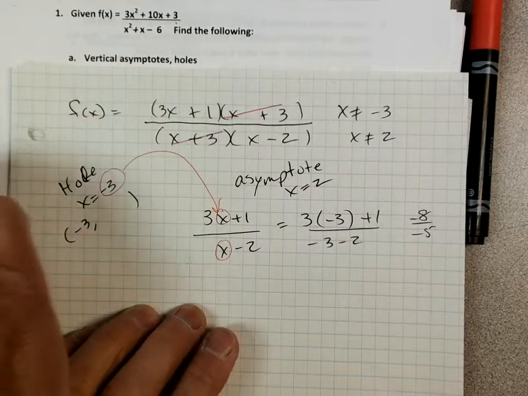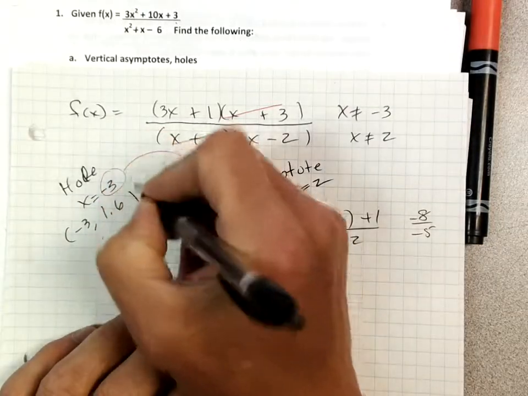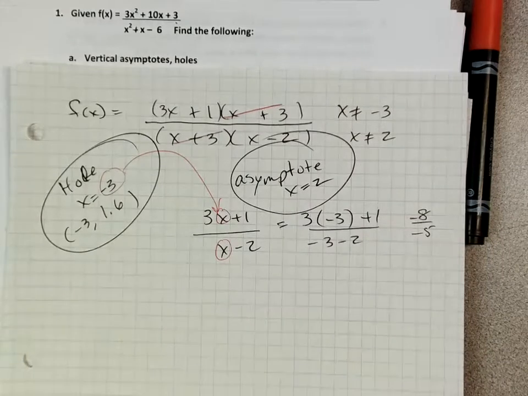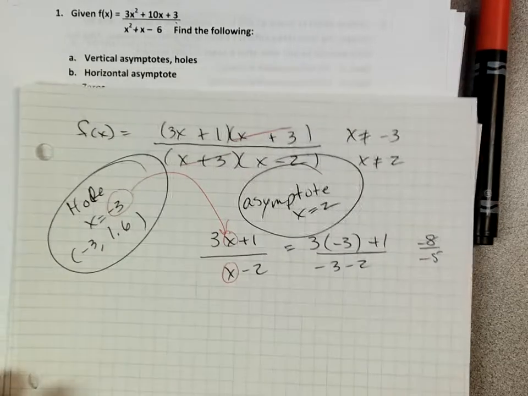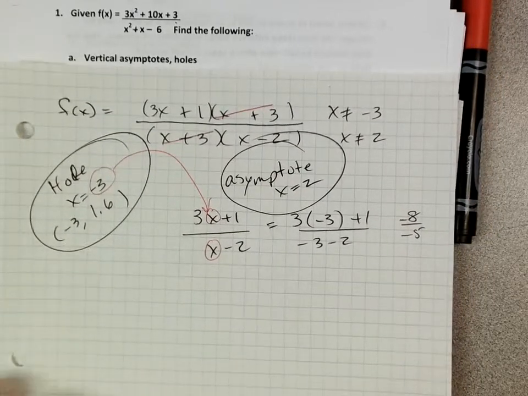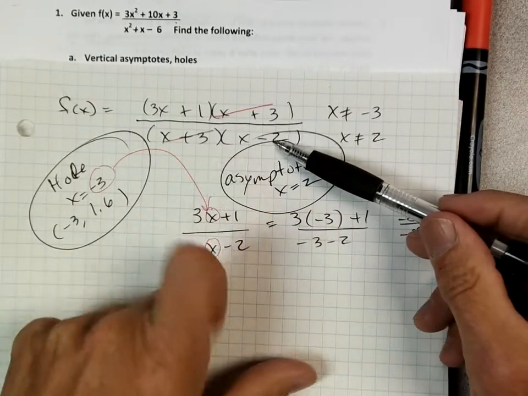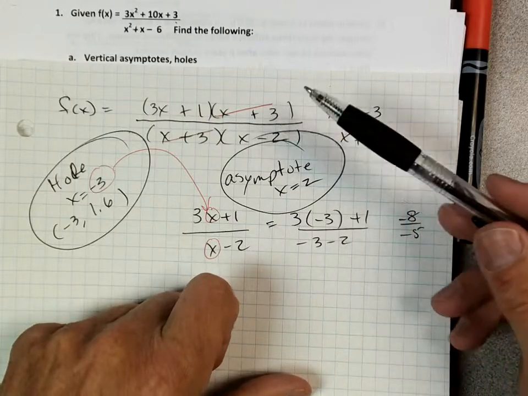1.6, right? 8 divided by 5 is 1.6, okay? I'm going to circle that. There's my hole, and there's my asymptote. I'm going to circle that, okay? Two things I know for sure. The asymptote x equals 2 is the vertical one. We haven't done the horizontal one yet.